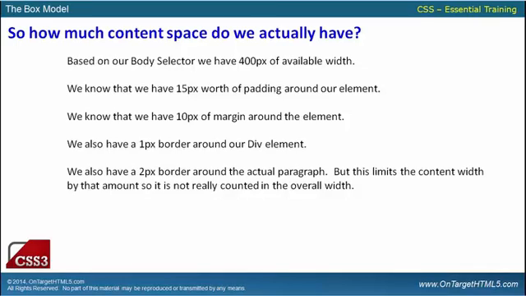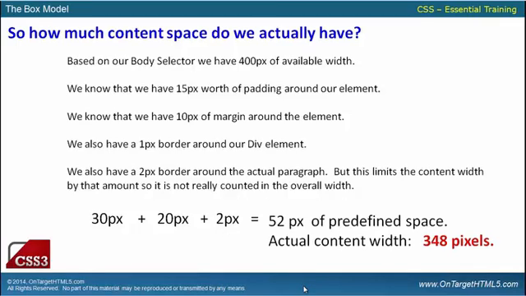So based on the settings that we have to calculate, the 15, the 10, and the 1, we have 30 pixels of padding. Remember, we have it on the right and left side, so that's 30 pixels, plus the 20 pixels of margin, which is also on the right and left sides, and it's going to decrease our content width. And we have a 1 pixel border around the div element, which actually is going to give us 2 pixels total. So we have 52 pixels of predefined space, and our actual content width, based on all the settings that we've put into the demonstration, is 348 pixels.